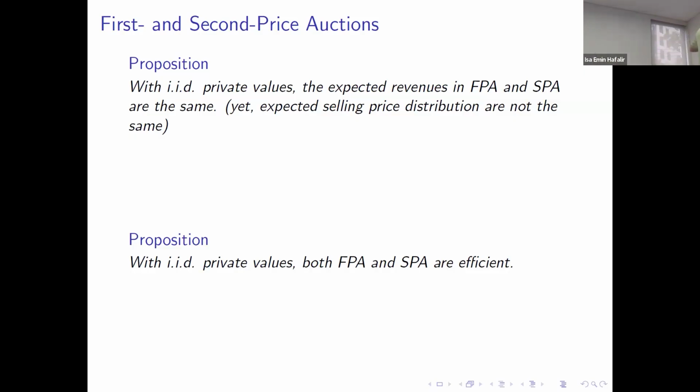Therefore, for instance, you will have the extra result that if the bidders are risk neutral, but the auctioneer is risk averse, then the auctioneer actually would strictly prefer a first price auction to a second price auction.